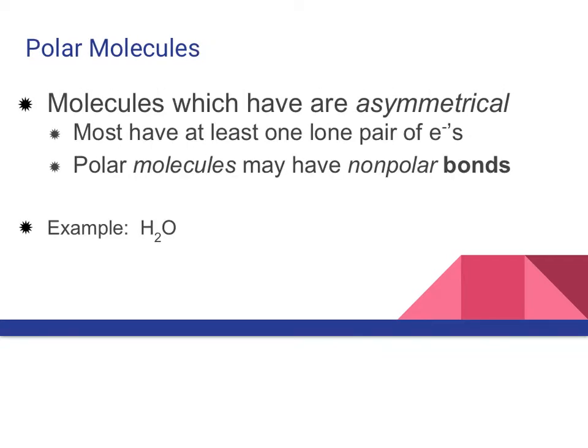Polar molecules, then, are molecules that are asymmetrical. This prefix a here means without. So essentially we are talking about molecules that do not have symmetry or are not symmetrical.